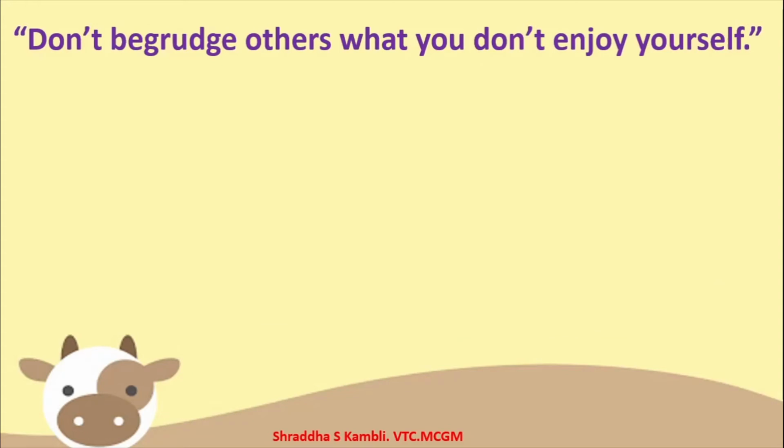So finally, the ox tried to explain things to the dog by saying that you don't begrudge others what you don't enjoy yourself. It means if you can't have something for yourself and if someone else has it, you should not feel bad. Okay? If you want something but you're not getting it and someone else has got it, you should not feel jealous. So that is what the story teaches us. So this is the moral of the fable that we learnt now.